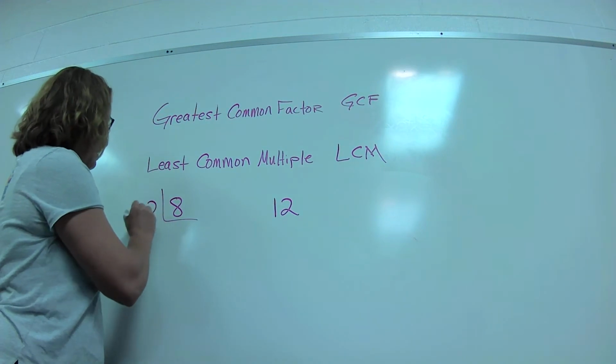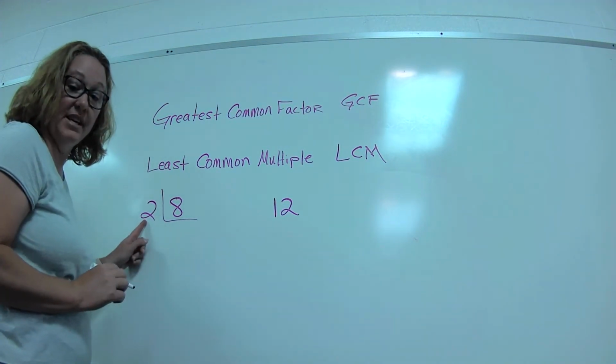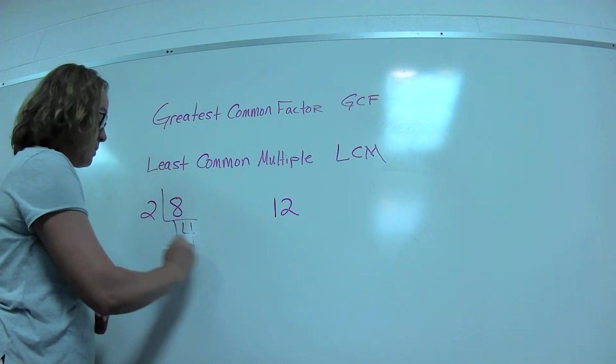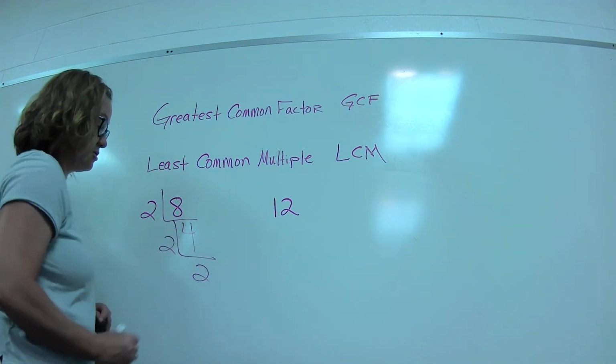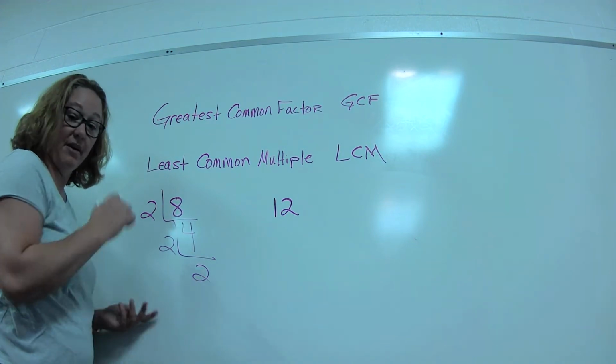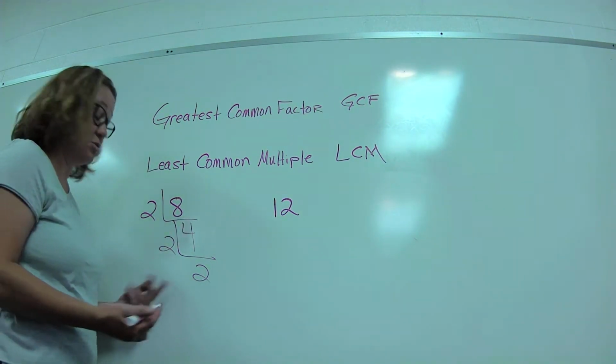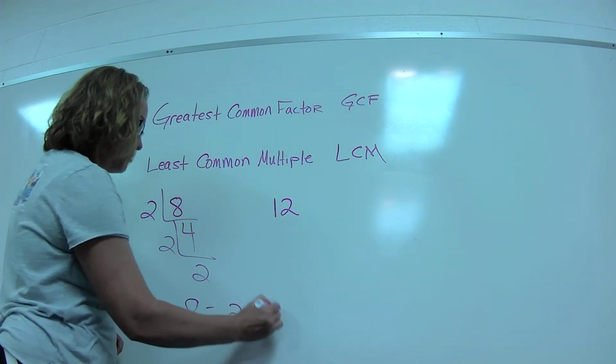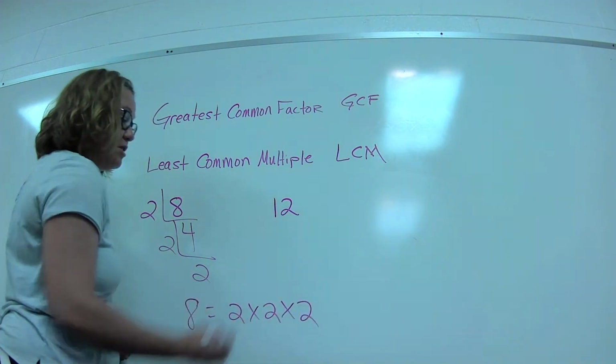And we have 8 divided by 2. 2 is the only even number that's prime. That gives us 4, 2, and 2. This is dividing by primes. You could use the factor trees as well if you wanted to. So 8 equals 2 times 2 times 2.